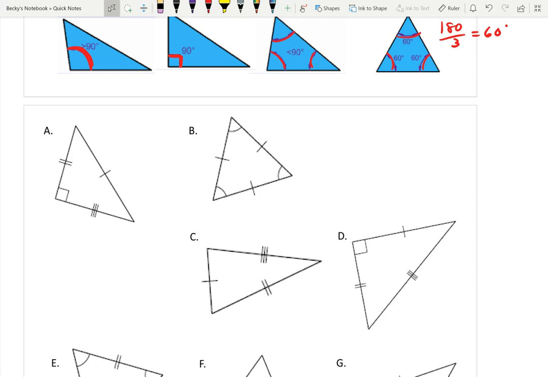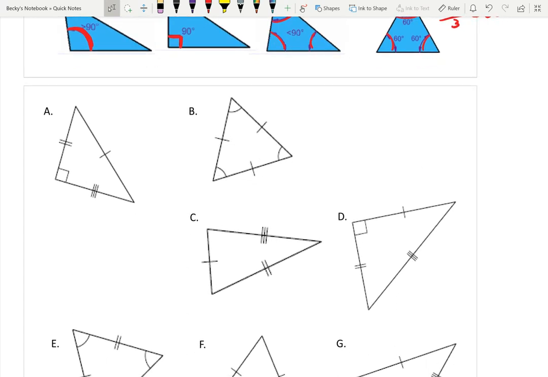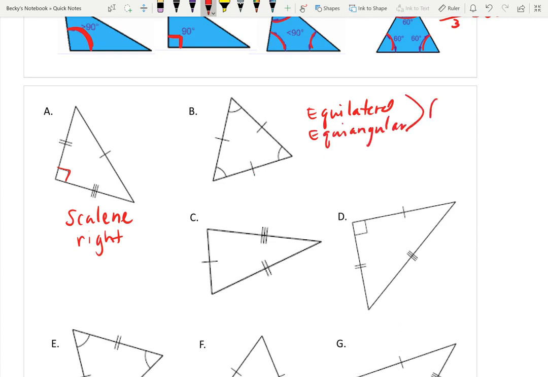So we're going to go through these and name each triangle according to its sides and its angles. Let's always do the sides first. On this one, I notice all three have different markings, so that is scalene, and then the right angle. On this one, everything's equal, so it's equilateral. All the angles are equal, so it's equiangular, and again, we have a name for that: regular. They're all acute, so this is also an acute triangle.